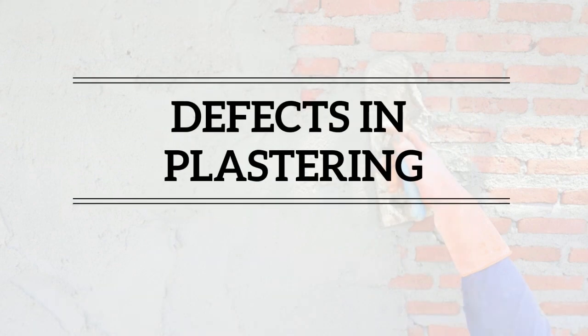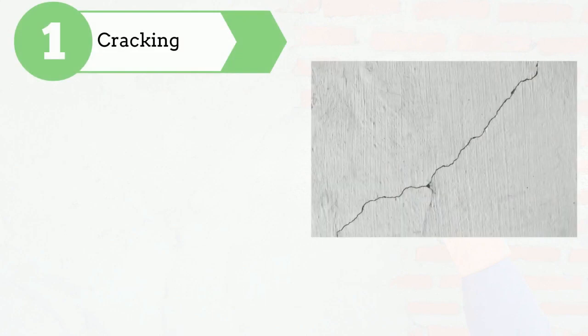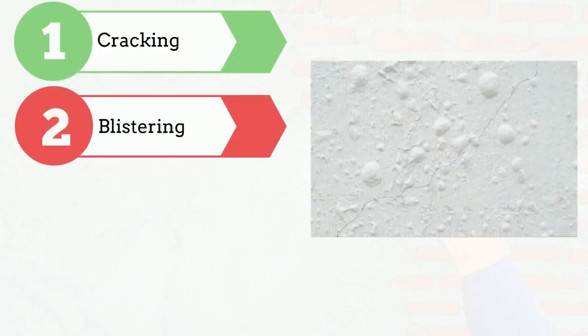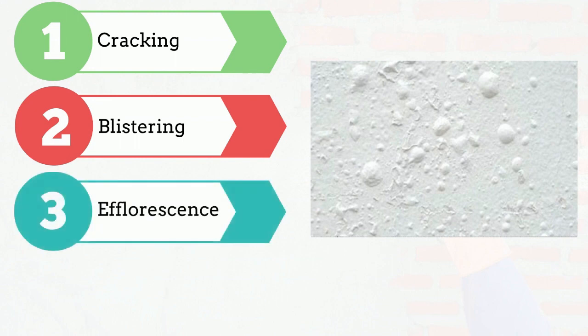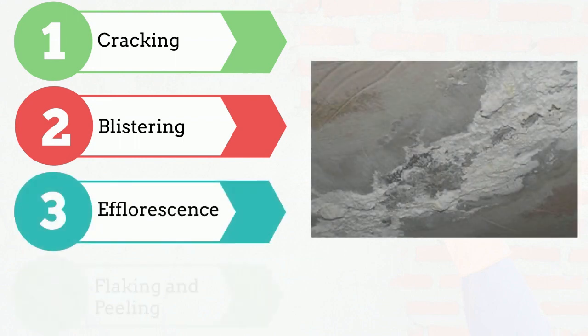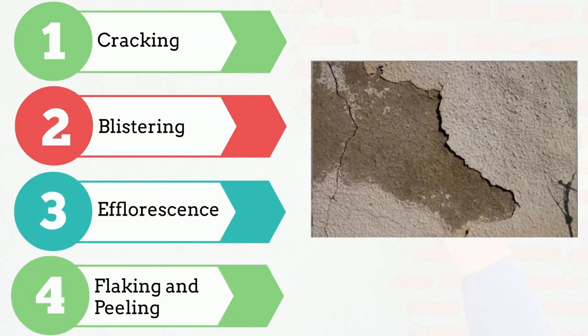Next, we will learn about defects in plastering. 1. Cracking. 2. Blistering. 3. Efflorescence. 4. Flaking and peeling.